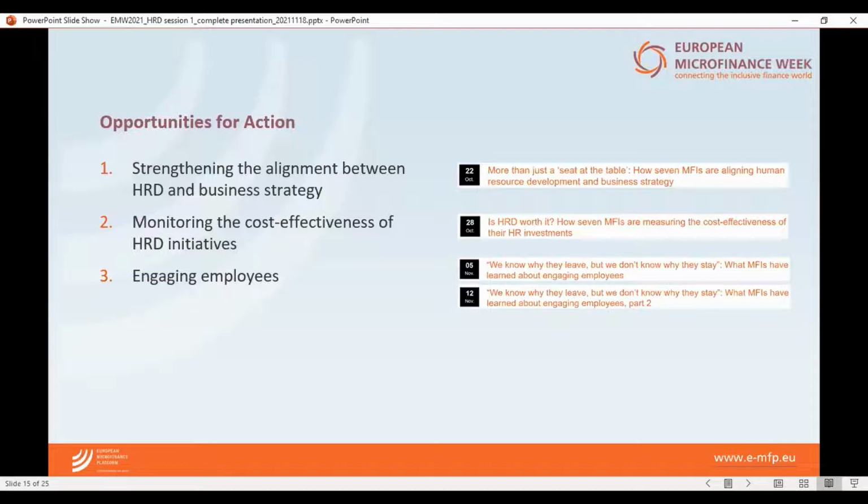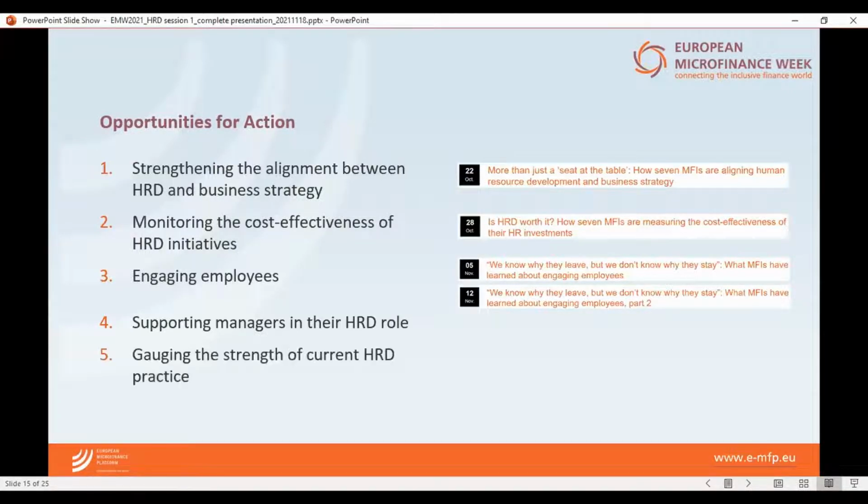The fourth opportunity for action lies in making it easier for managers to fulfill their HR development role. And that blog will be published in December sometime. The fifth area for action does not have a blog associated with it, but it's something that everyone can do fairly easily by benchmarking their current HR practices to data found in the survey.